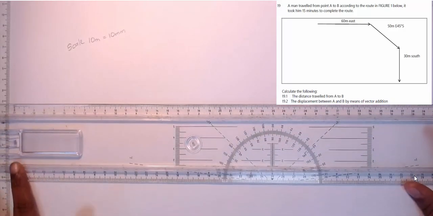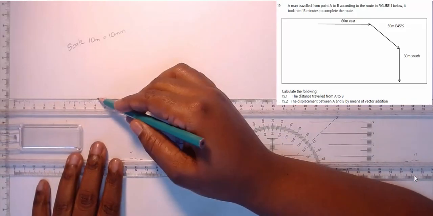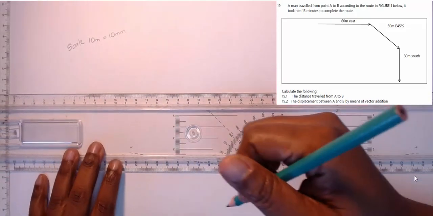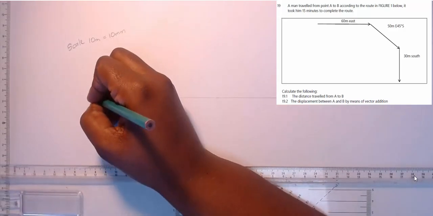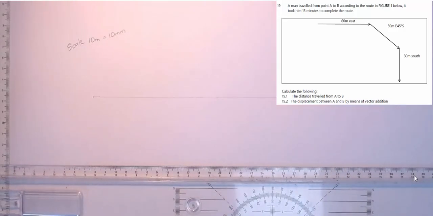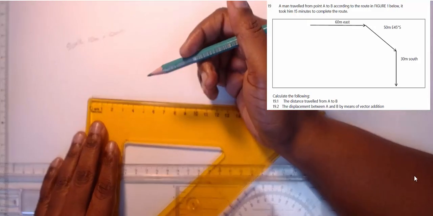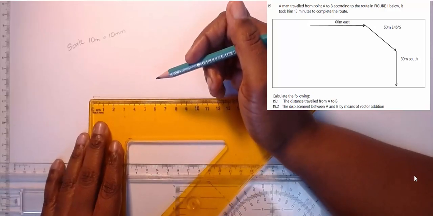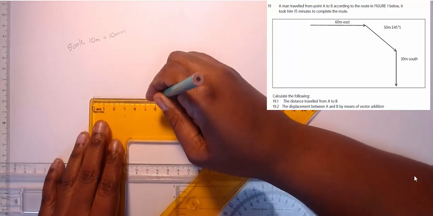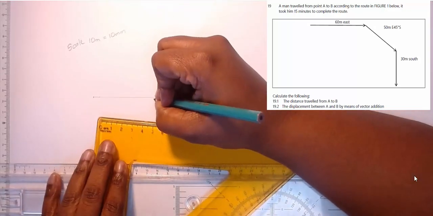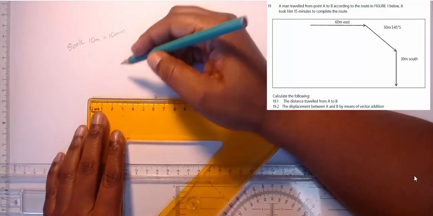Now, I need to have a starting point. Then, I'm going to draw a line here. So I'm going to use this part as my starting point. What does the diagram say? The diagram says 60 meters. So 60 meters is equivalent to 60 millimeters. So then I use a ruler and I measure 60 millimeters. Right there, I put an arrow, then I darken this line.